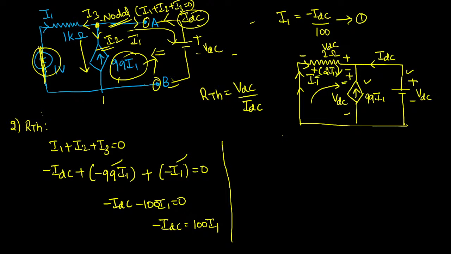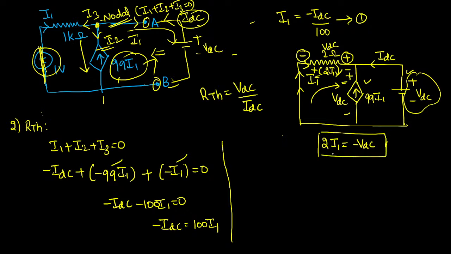But according to the output polarity, we have to keep plus here and minus here. If you observe, the resistor drop can be written in two ways: 2I1 equal to minus VDC. Why am I putting minus? Because both the polarities are opposite to each other in the resistor. So from this, what we found is I1 can be replaced by minus VDC by 2.